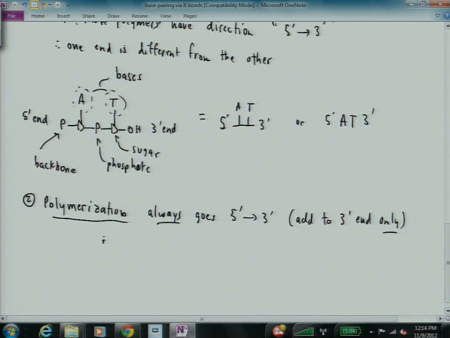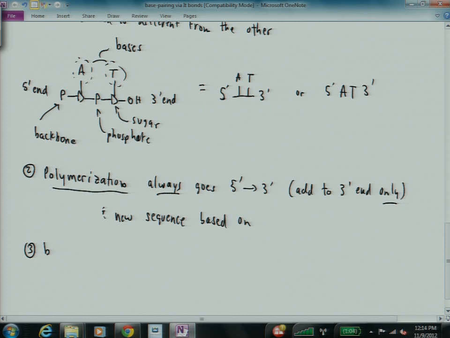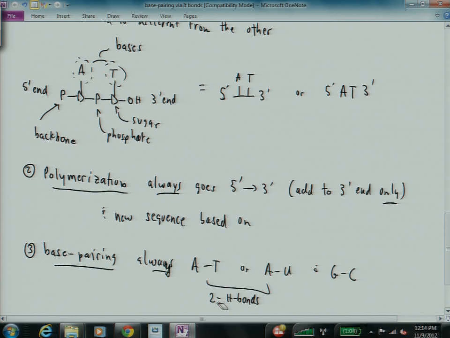The other thing is, how do you know what the new bases are supposed to be? They're based on base pairing. And that's always, again, there are weird exceptions because this is biology, but we're not going to worry about them. A to T or A to U, we'll see some examples of that, and G to C. And these are by 2 H bonds, and this is by 3 H bonds.